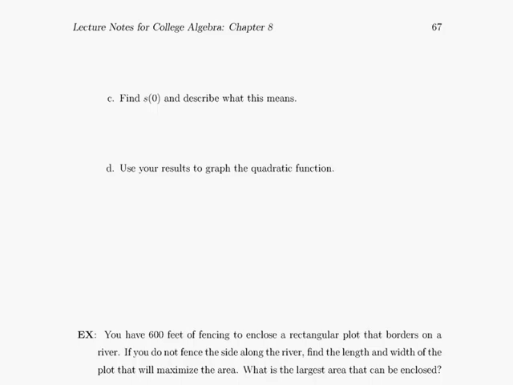So we need to find s of 0 in this example. Now s of 0, that's pretty easy. That's negative 16 times 0 squared, plus, it was 64 times 0, plus 200, which gives me just 200.